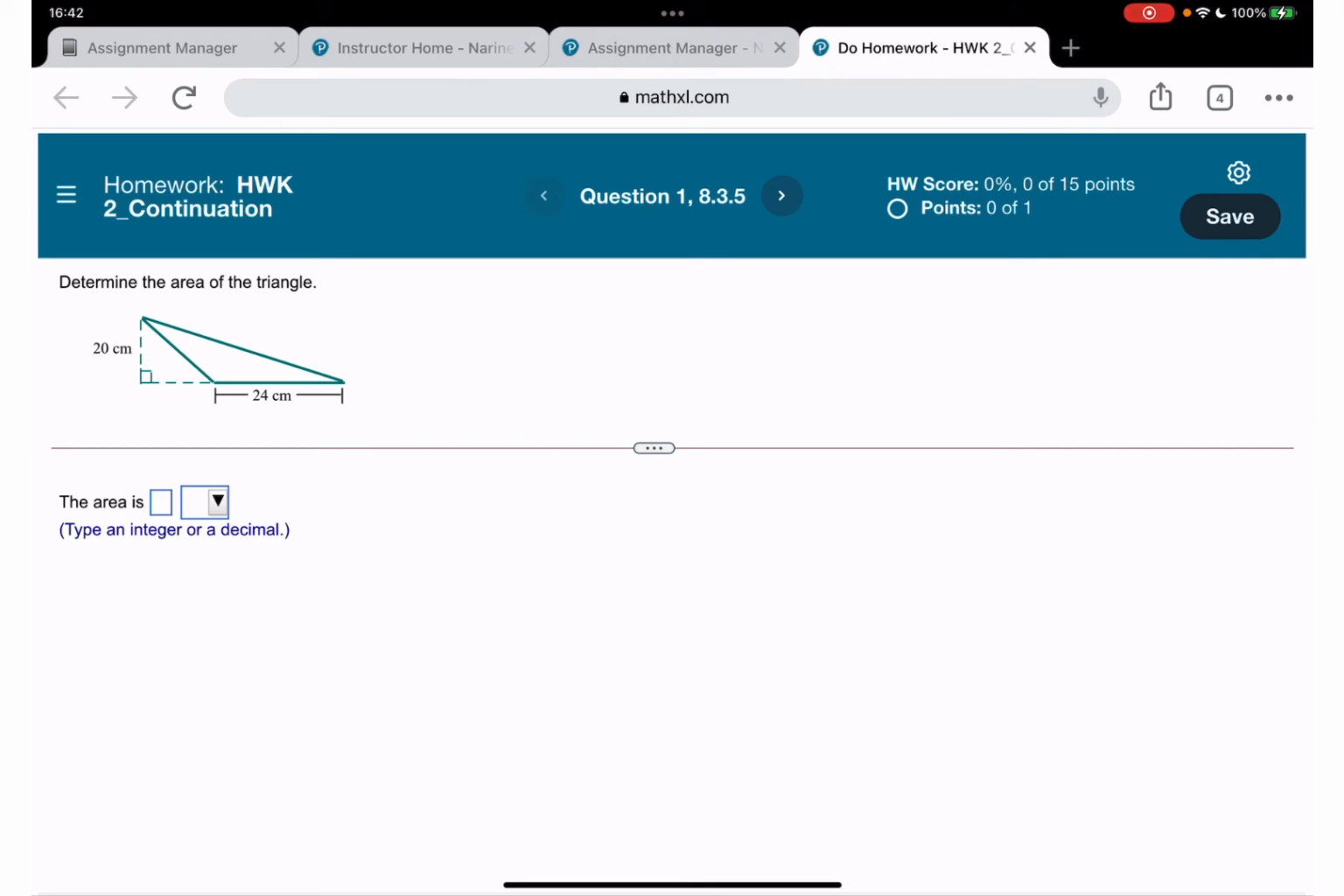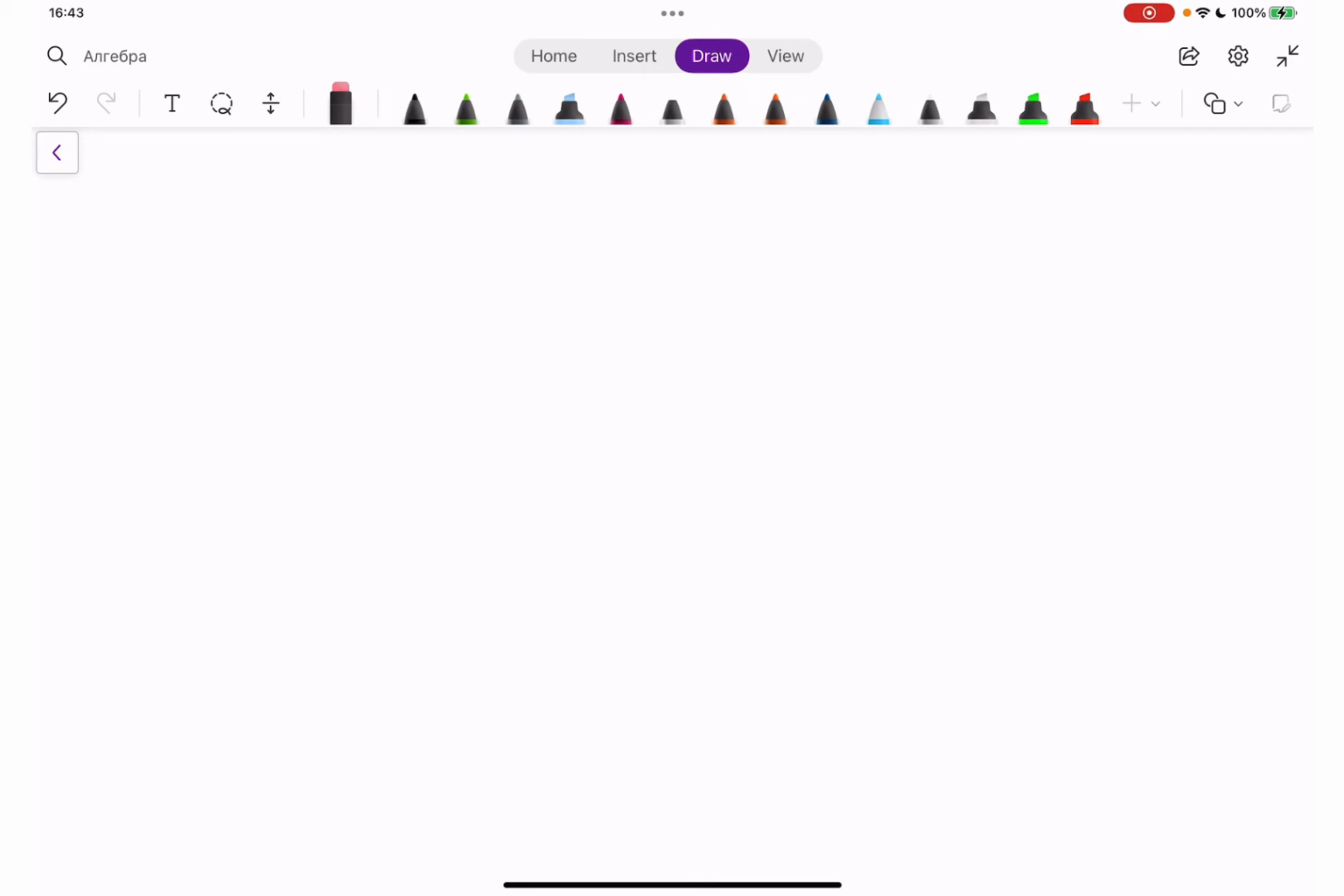Okay, let's solve the second part of homework for week 2. So what do we have here? We need to determine the area of the triangle. The area of the triangle is equal to half of base times height. If this is my triangle, this is my base, this is my height. So it's going to be half of base by height.